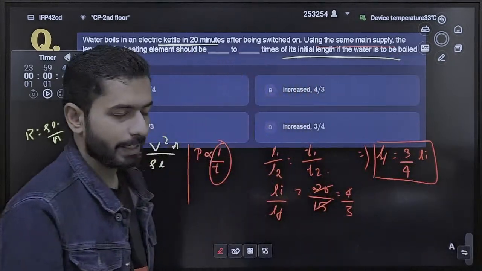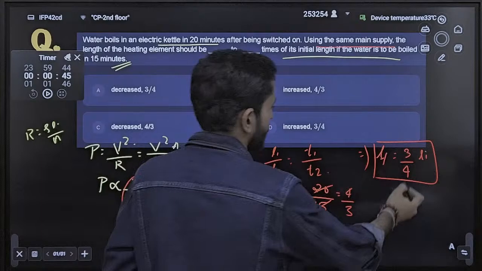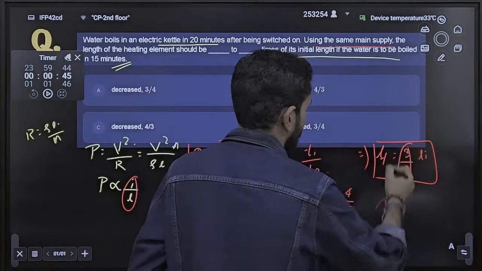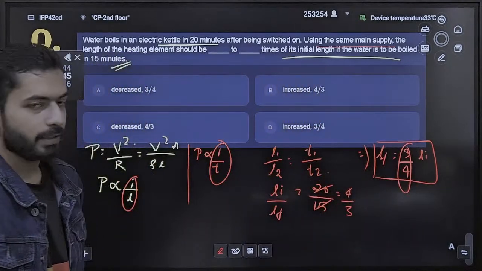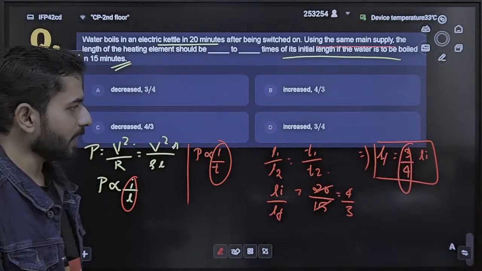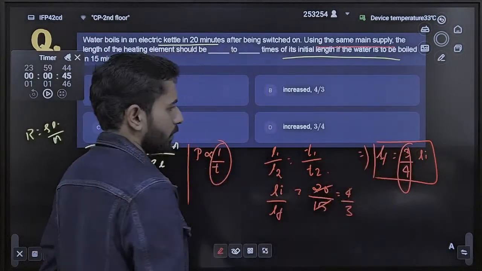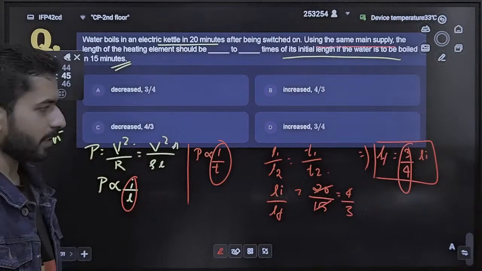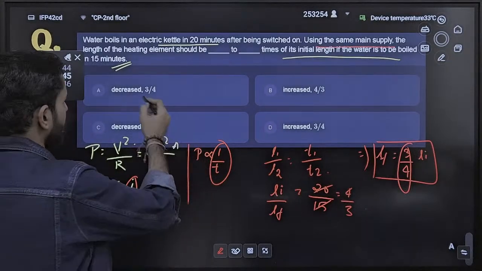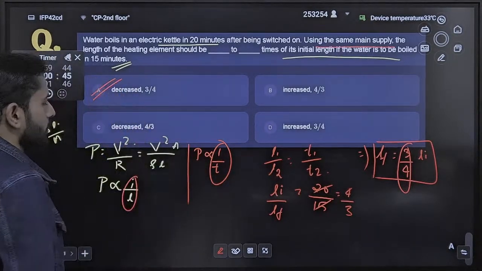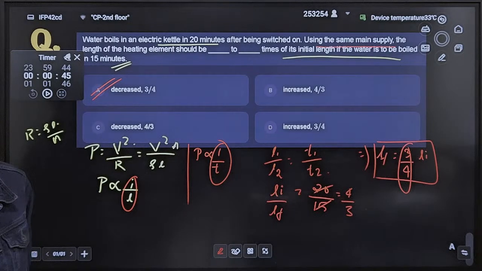3 by 4 L initial. That means what is this telling you? The L initial length is decreased by how much? Because obviously this is less than 1. That means the final length will be decreased, and by what factor? 3 by 4. Final length will be decreased by what factor? 3 by 4. This was the question.